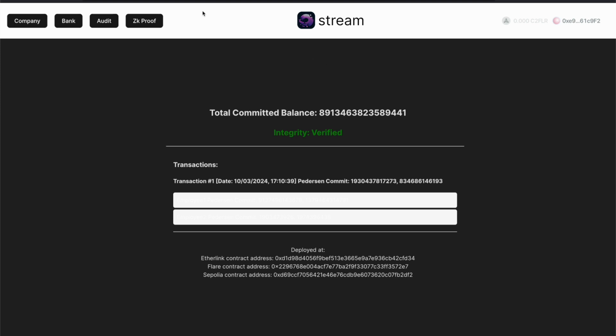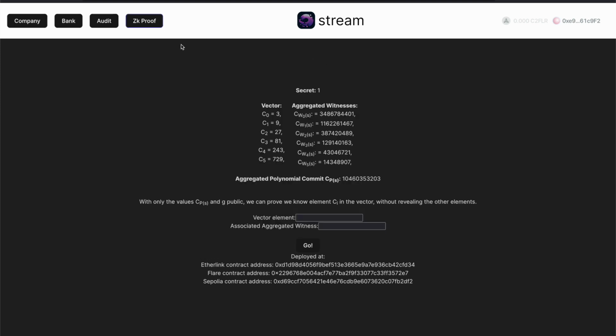So we have also been experimenting with taking this whole concept of privacy to another level by, instead of just storing the committed allocated funds on the smart contract, actually storing just one single value, which is the aggregated commit of all of the allocated funds in the company.